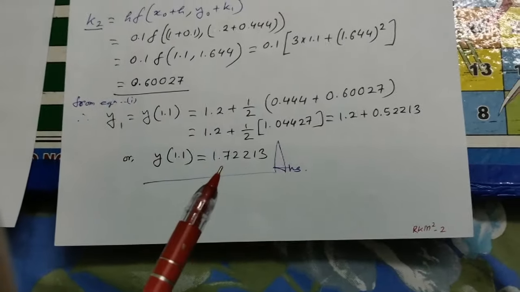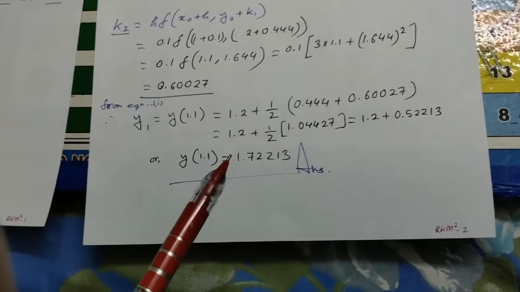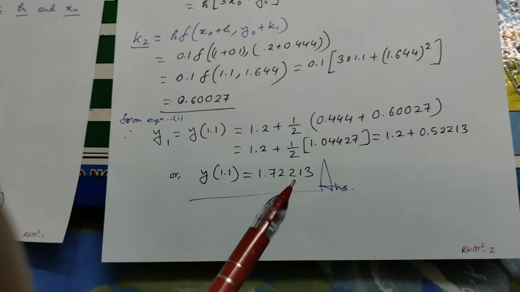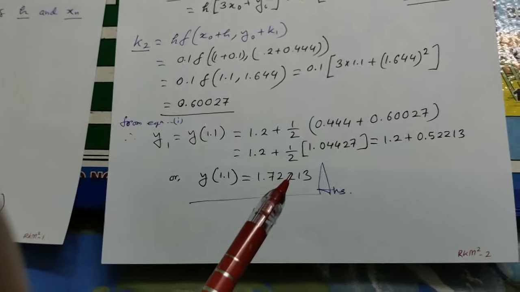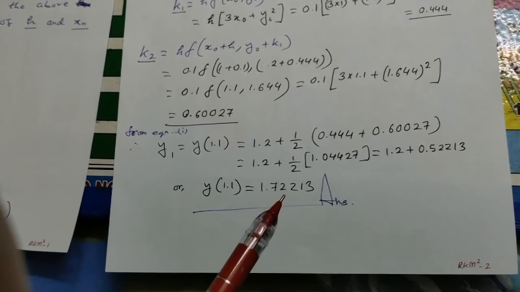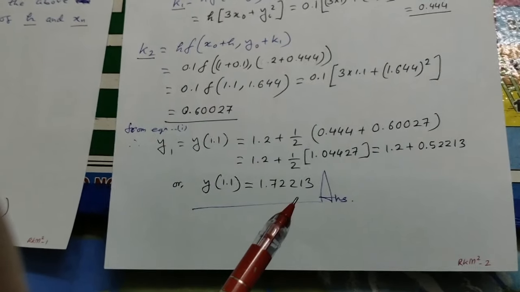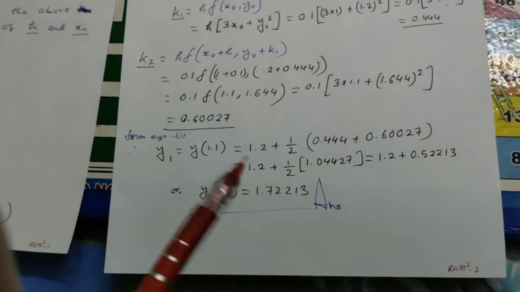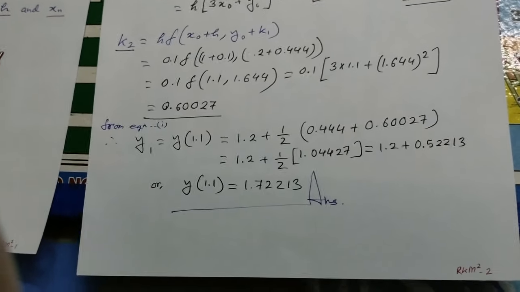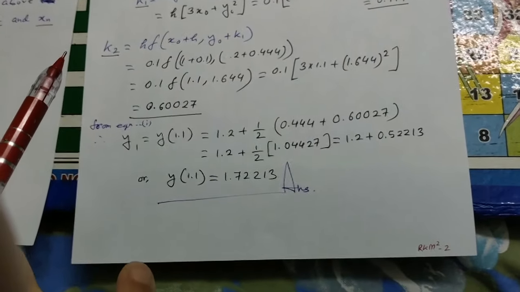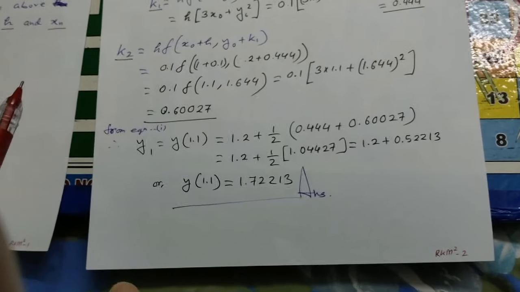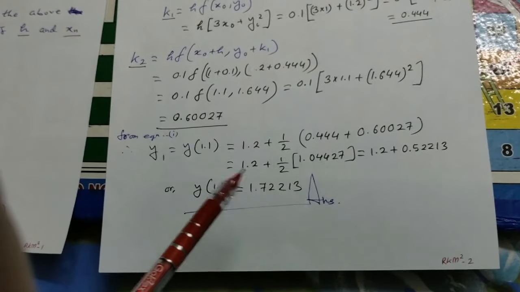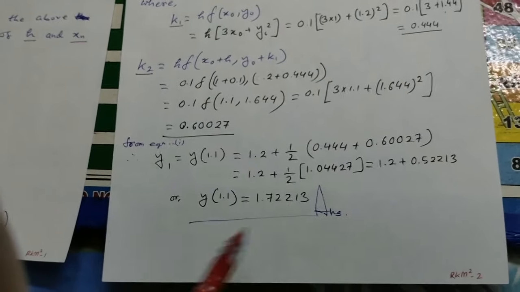Now this is an approximate value. If the question says to find the approximate value to 3 decimal places or 4 decimal places, then the answer will be like that. For 3 decimal places, we get 1.722. For 4 decimal places, 1.7221. But if it is not given in the question how many decimal places to use, then it is up to you. It may be 1.722, or you can take the whole thing, 1.72213.